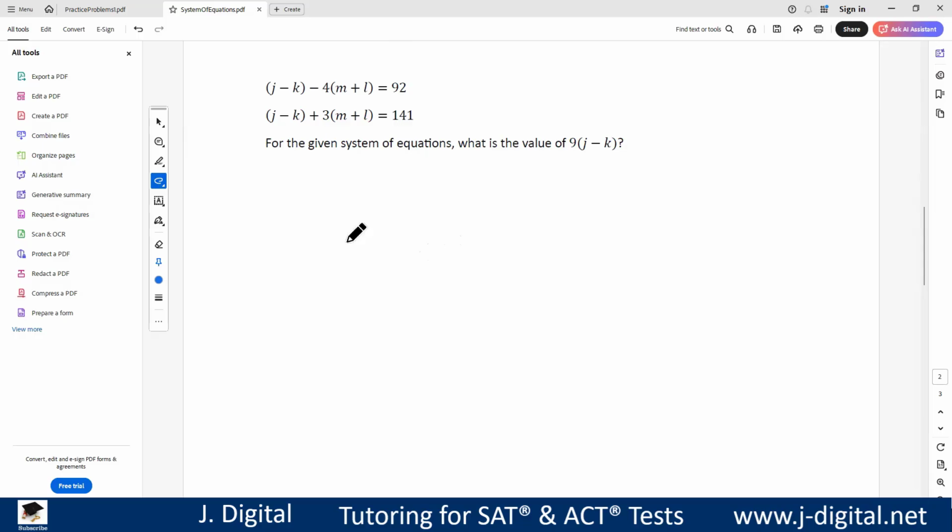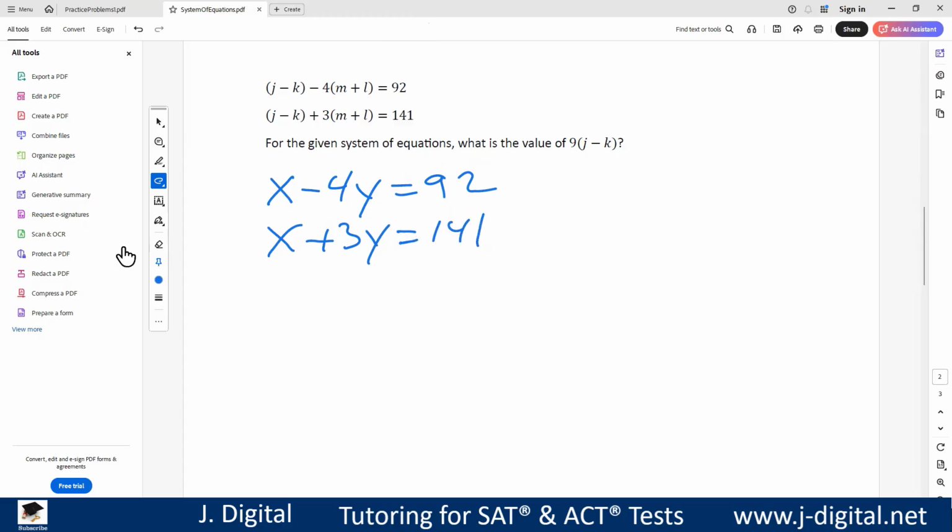So I'm going to try using Desmos here. Now, since we're solving for j minus k, that's really our variable, so we don't even need both of those. We can just make that x, and m plus l is kind of another variable basically. We can just make that y. So it's going to be x minus 4y equal 92, and x plus 3y equal 141.